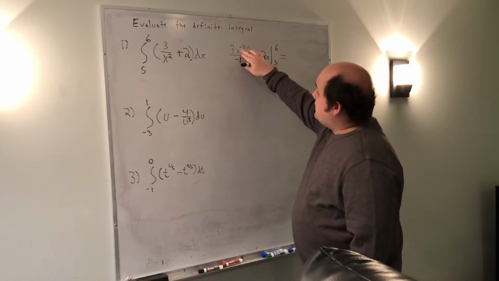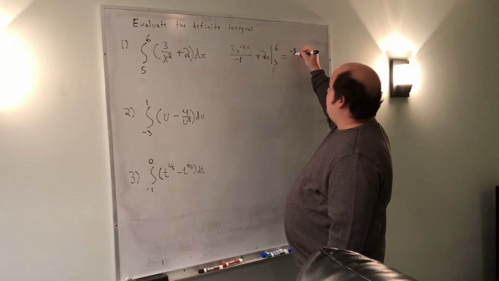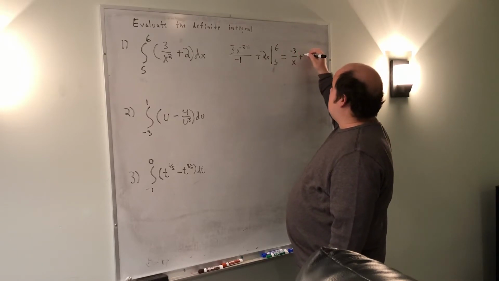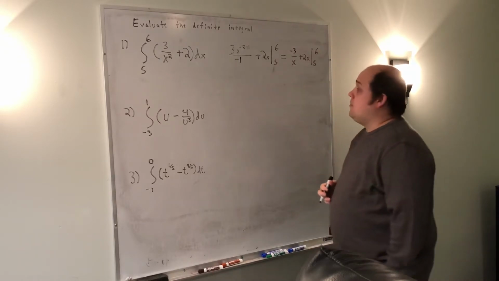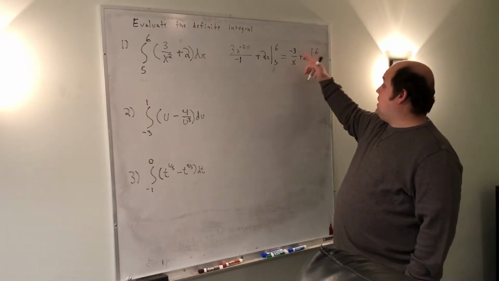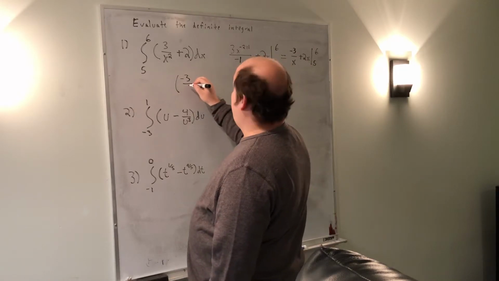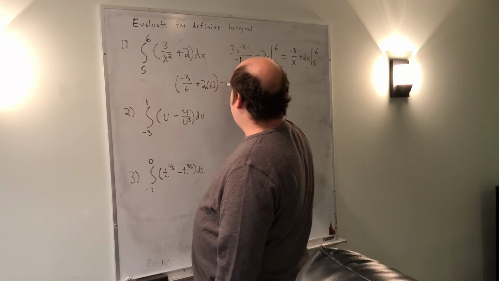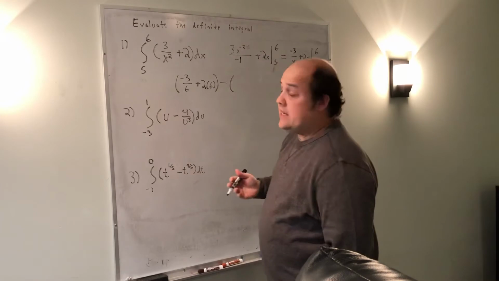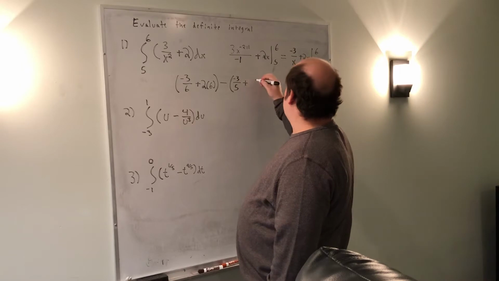Cleaning it up a little, x to the negative 2 plus 1 is x to the negative 1, which goes to the bottom. So this becomes negative 3 over x plus 2x, being evaluated from 5 to 6. I now want to plug in the 6 everywhere where I see an x, so it becomes negative 3 over 6 plus 2 times 6, and subtract from that, plugging in a 5 everywhere where I see an x. So negative 3 over 5 plus 2 times 5.